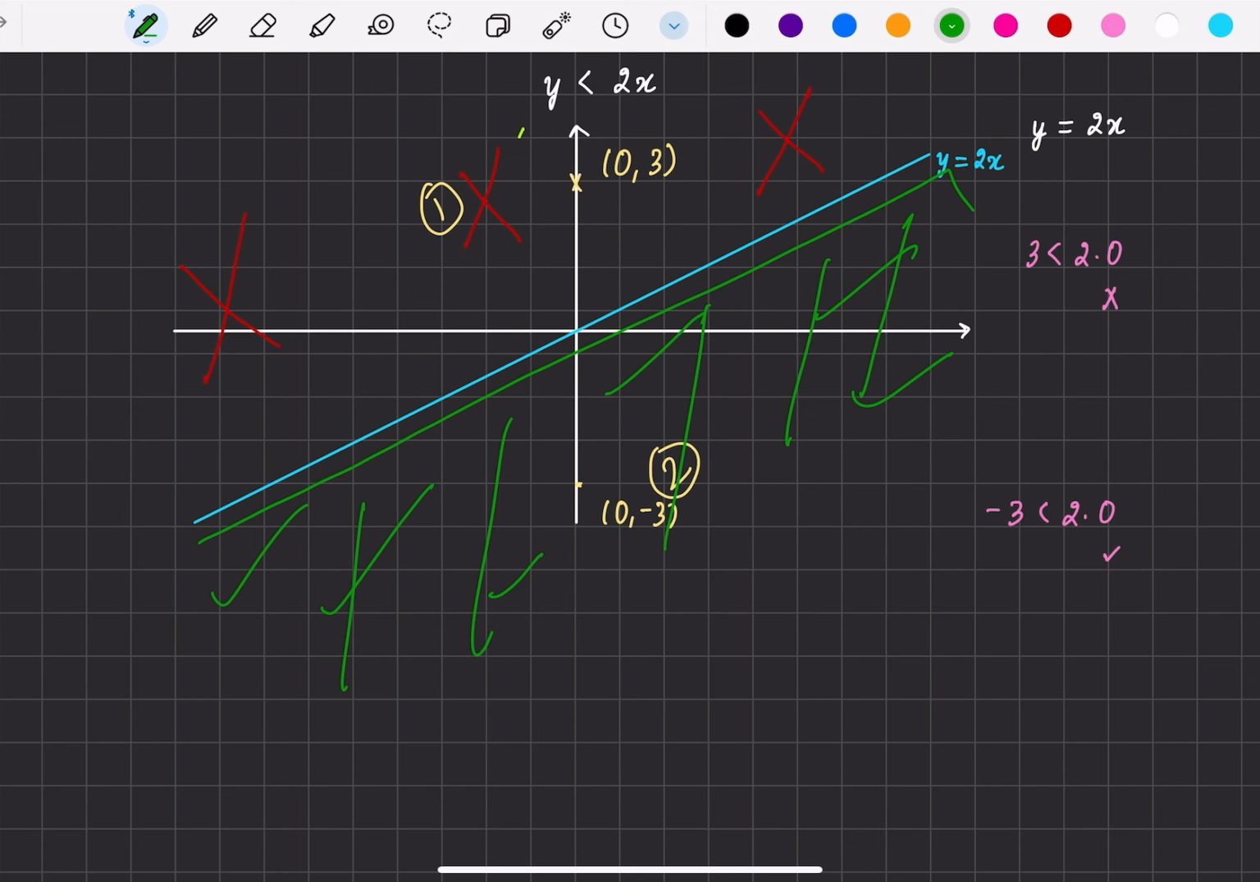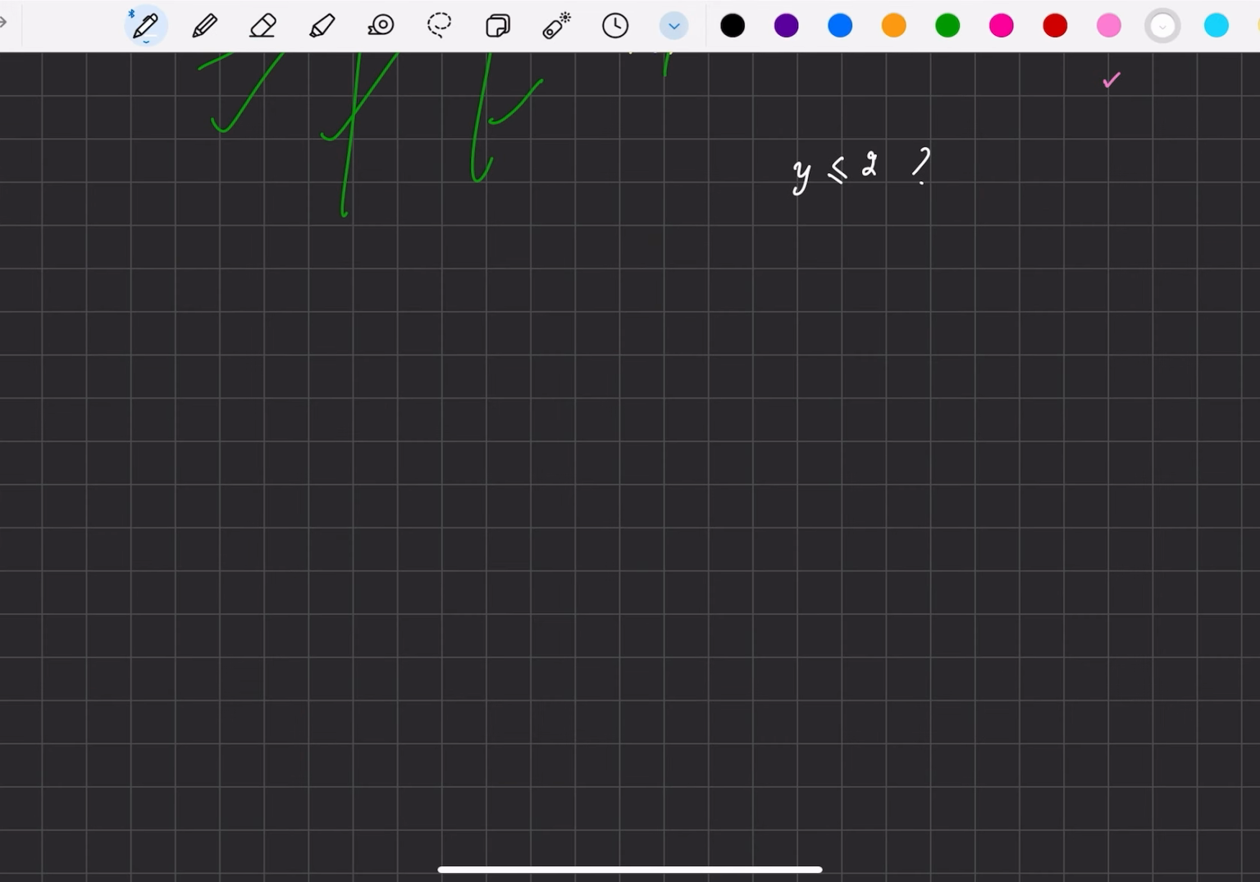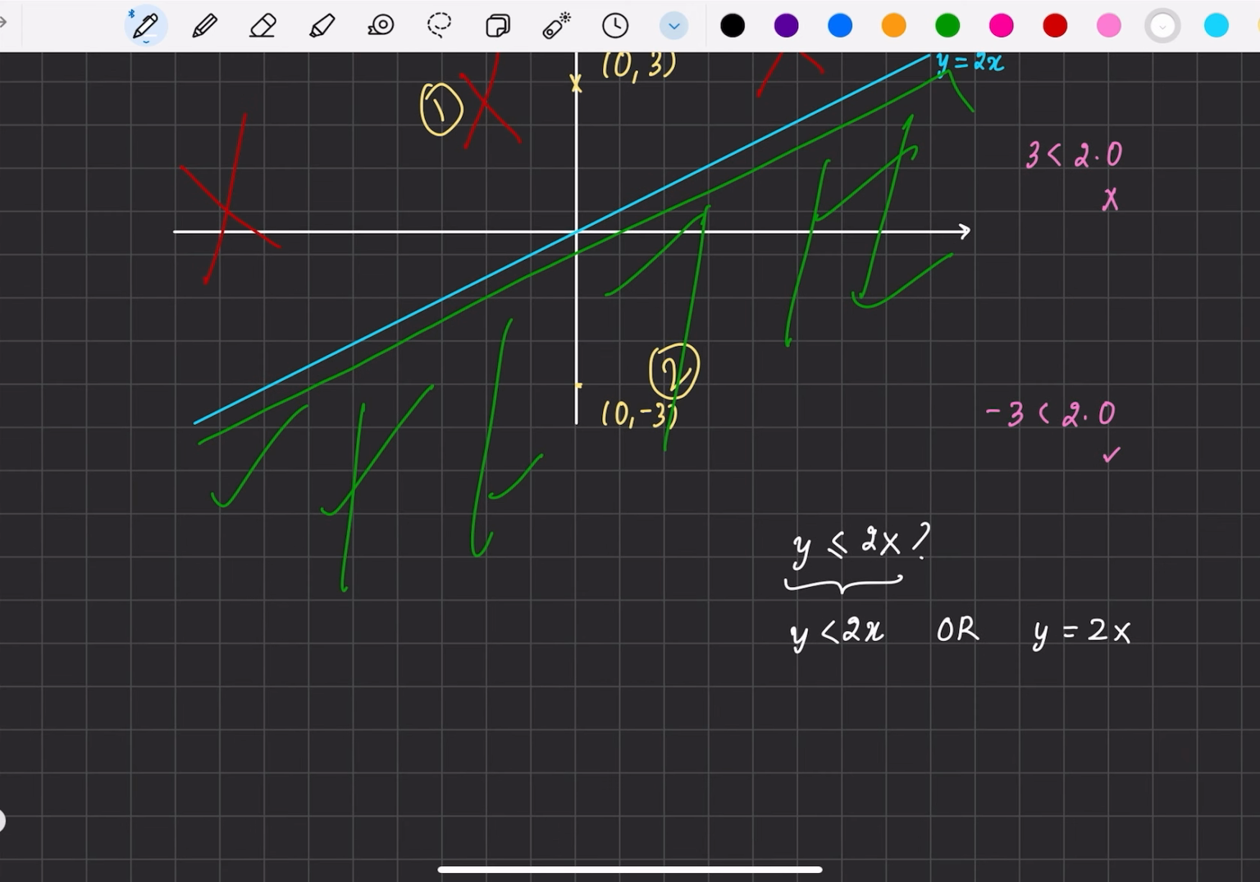Yes, that's a very good question. What if we have y less than or equal to 2x? What will happen then? So if y is less than or equal to 2x, all the solutions can be written as either y is less than 2x or y equals 2x, right? So any point that satisfies either this or this is going to be in the solution space of y less than or equal to 2x.